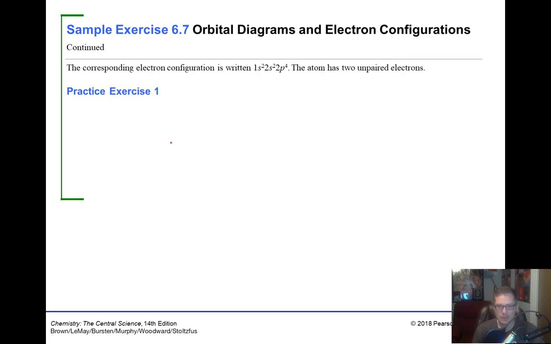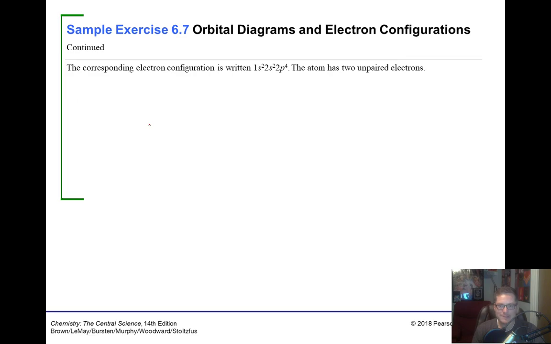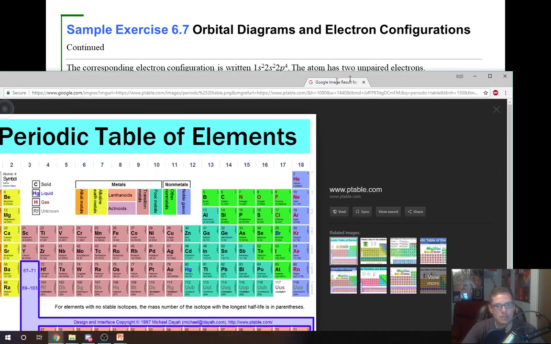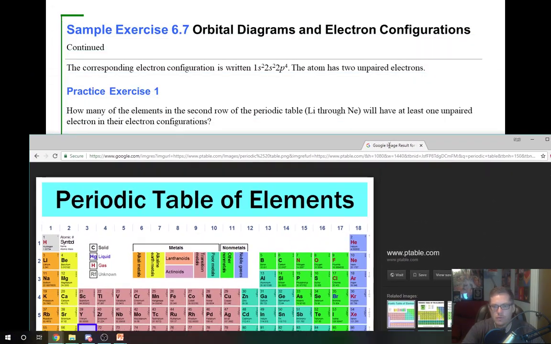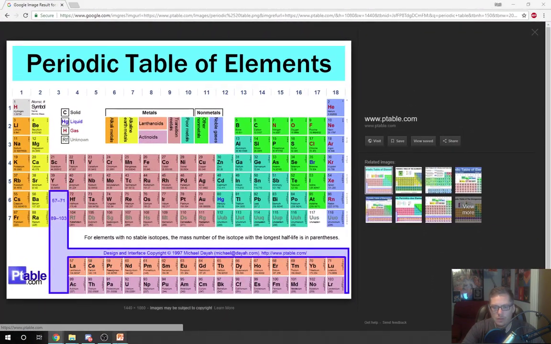Let's do some of these. How many of the elements in the second row of the periodic table will have at least one unpaired electron in their configurations? If we bounce back to, I'll just pull up a periodic table right here on a browser. Look at your periodic table here. Maybe I'll just drag this over here. We're looking for lithium through neon, lithium through neon.